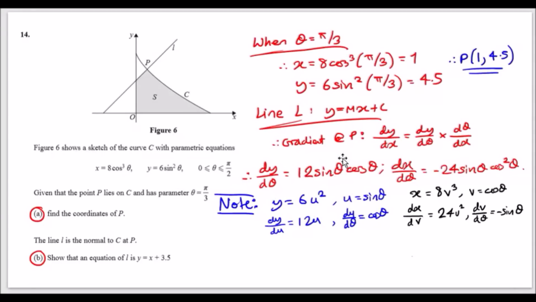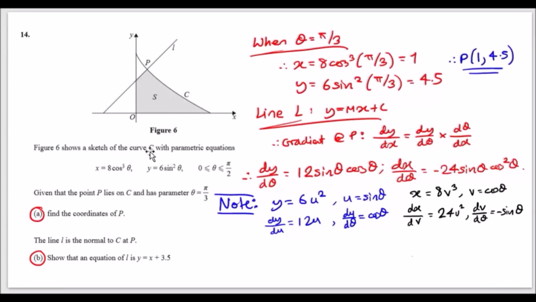So you have sine theta to the power 1 times cos theta, essentially that, which is simply like that. As for dx over d theta, you drop the power 3 down, so you get 8 times 3 is 24, and you reduce the power to 2, so you have cos squared. Now to differentiate cos theta, you get negative sine theta, so you write negative sine theta. So that's the steps.